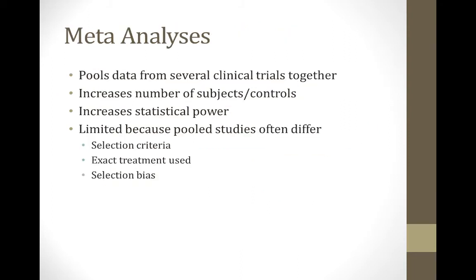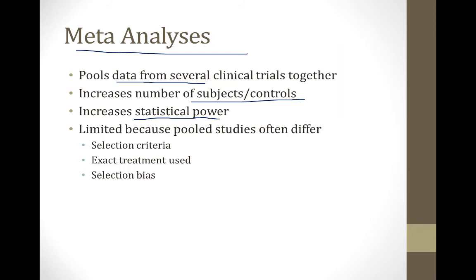Now let's talk about meta-analyses. So a meta-analysis is a study that pools data from several clinical trials together. This is an attempt to increase the number of subjects and controls in the two arms and increase the power to detect a difference. So imagine you had a number of small studies of drug X, and they showed that drug X was slightly better than placebo, but the results were not statistically significant. Well, you could pool all those studies together. This would increase your statistical power, and then you might be able to detect a statistically significant difference in outcome between drug X and placebo.